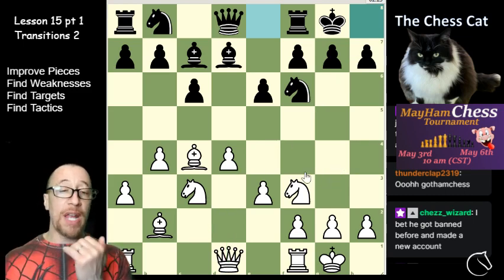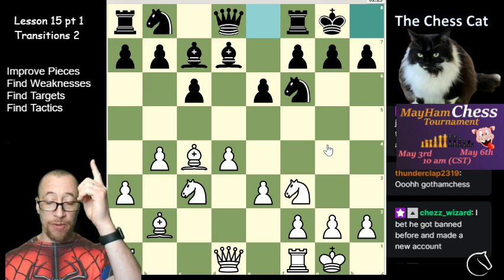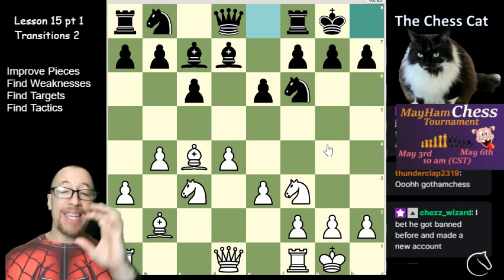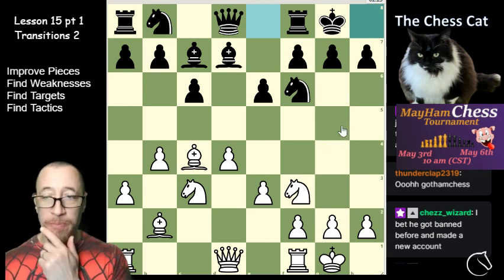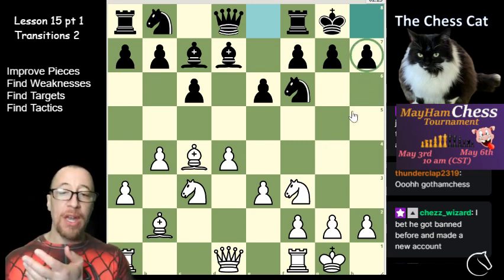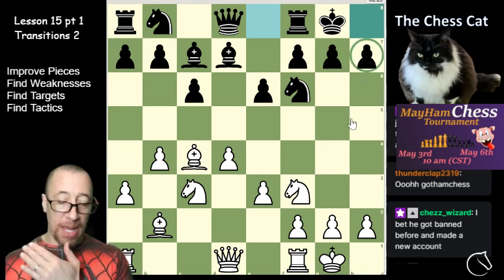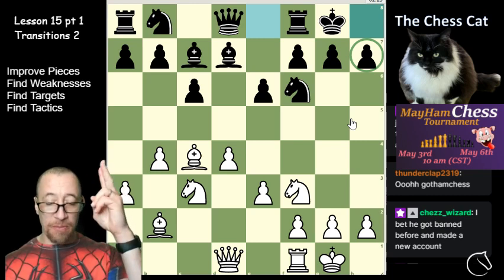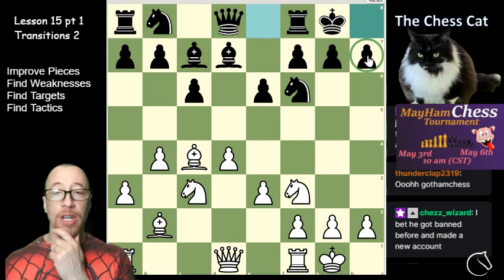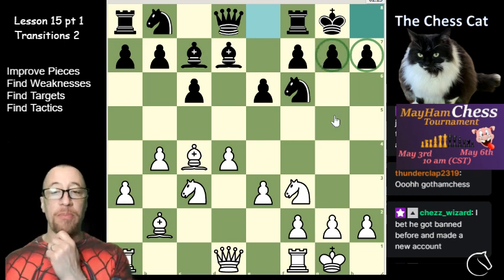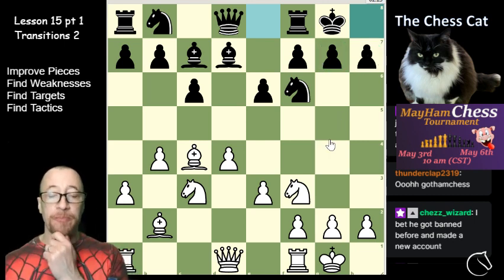So if I were now looking at our list of improving our pieces, I can now combine it with the next one. What weaknesses are there? This is not really a weakness, but it's a target that I might make. So if you look at the third choice above my head, finding targets. This could be a good target for me to line up. This one might be a good target for me to line up.